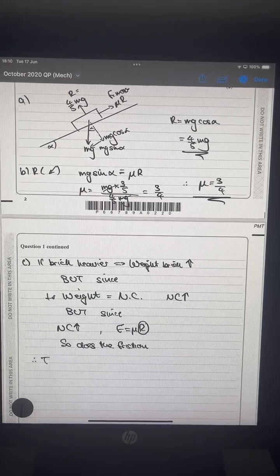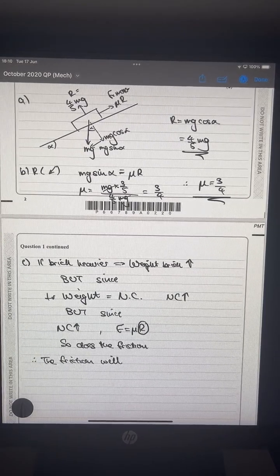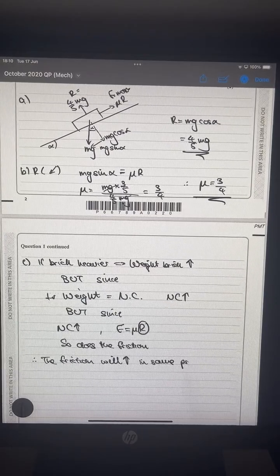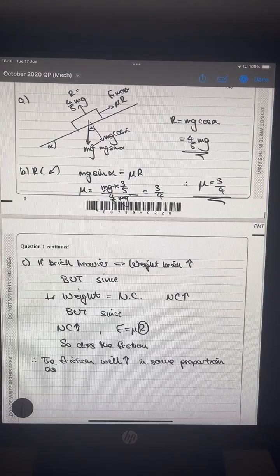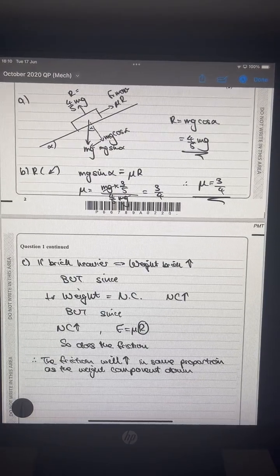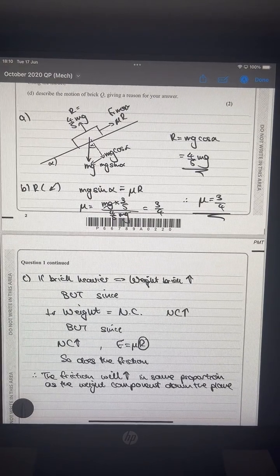So therefore, the friction will increase in the same proportion as the weight component down the plane. Does that logic kind of make sense? It's a bit of a weird way around it.